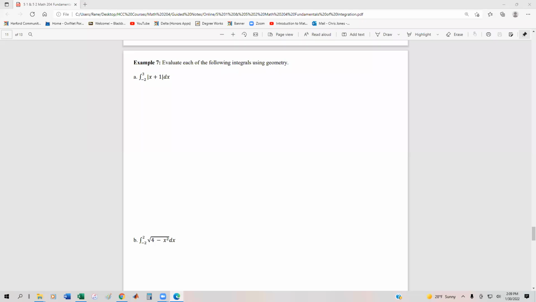We're going to take a look at two examples of evaluating integrals, but this time we're going to be using geometry instead of left hand and right hand Riemann sum rules. So the first one that we have is the absolute value of x plus 1, and we're trying to figure out what the area is from -2 to 3.